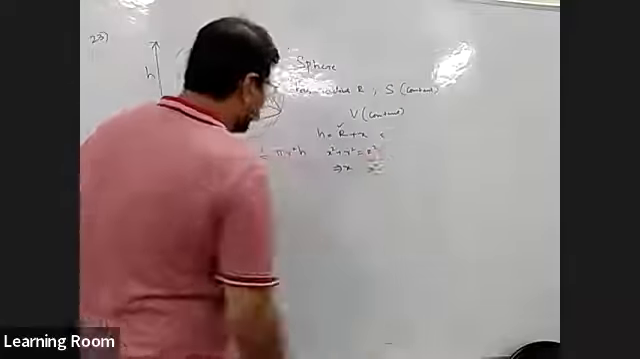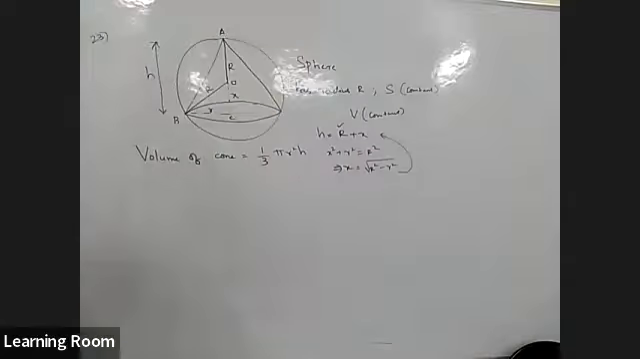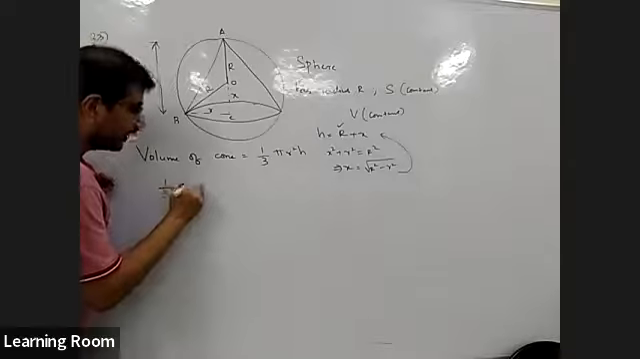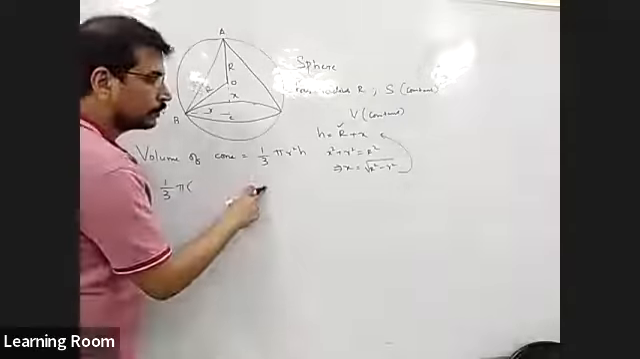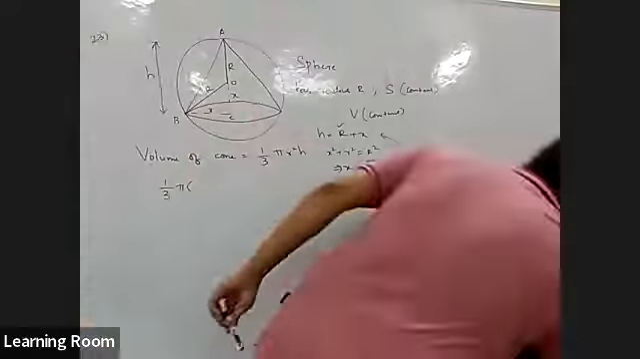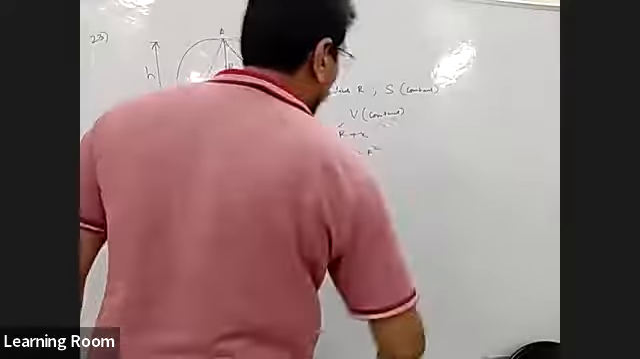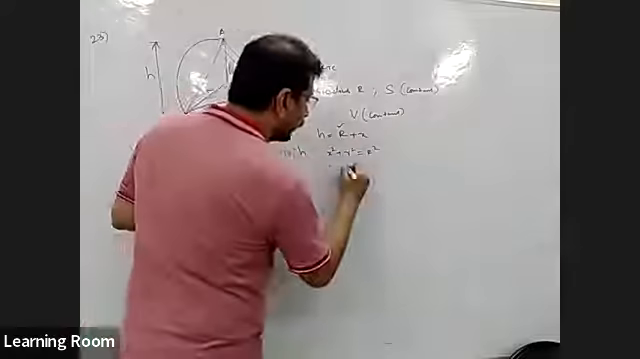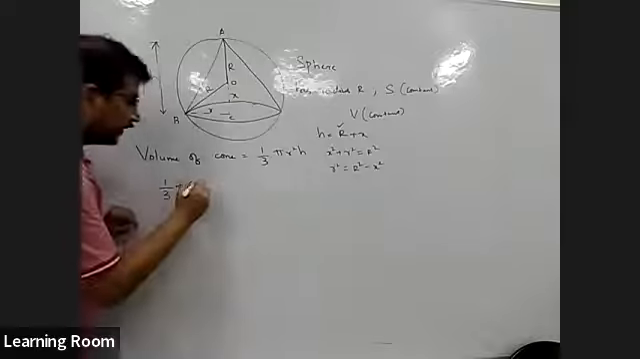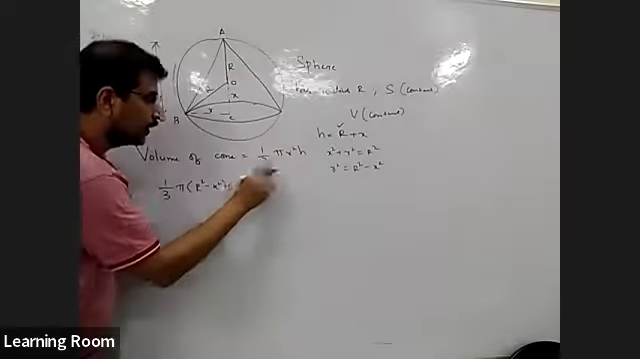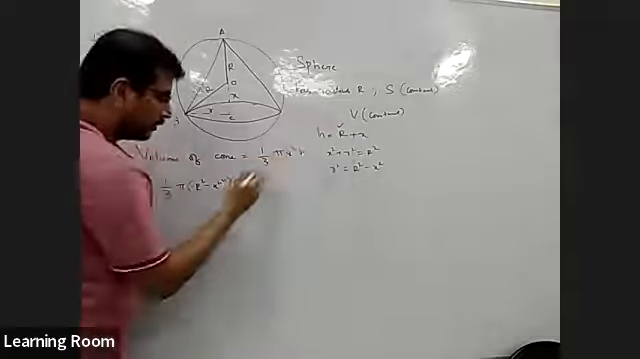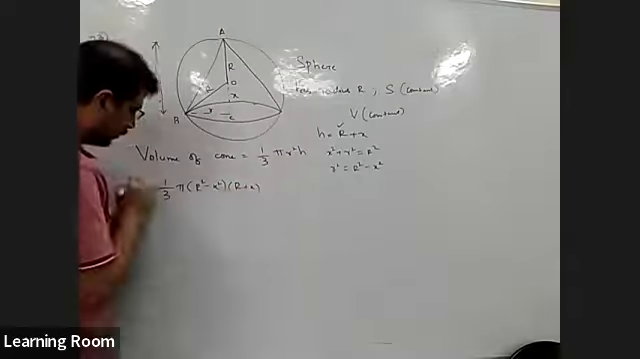So take this and substitute it here. So what will you get? 1 by 3 into pi into r squared. In terms of x, you will have r squared is equal to capital R squared minus x squared. So you will write it as capital R squared minus x squared, into h. How can you write h? H you can write as R plus x. So this will be the volume.